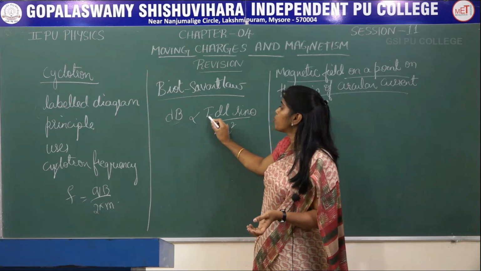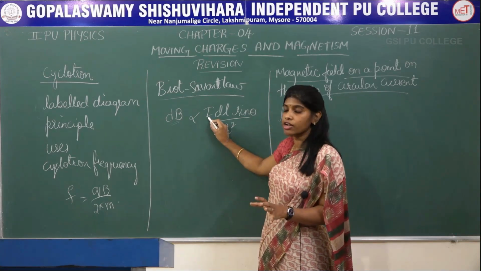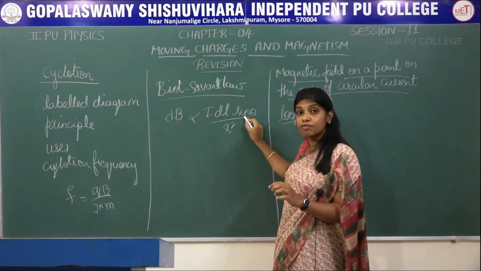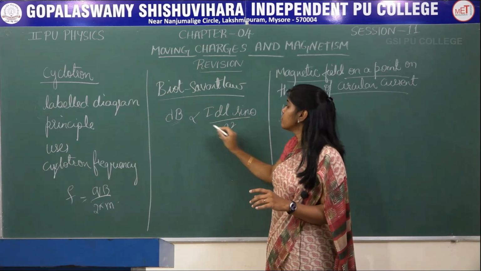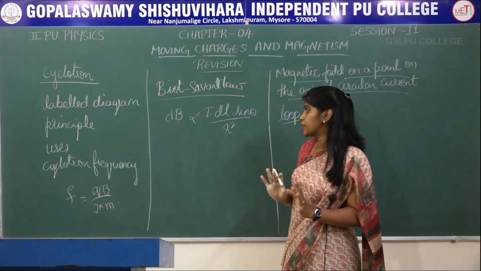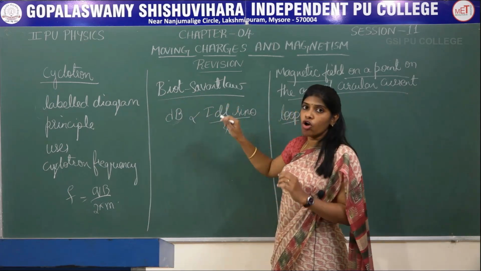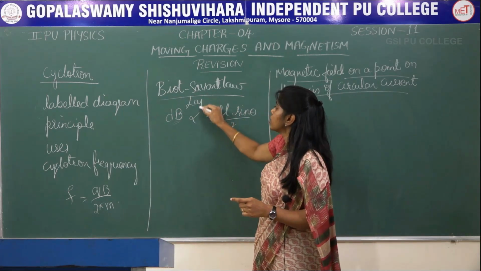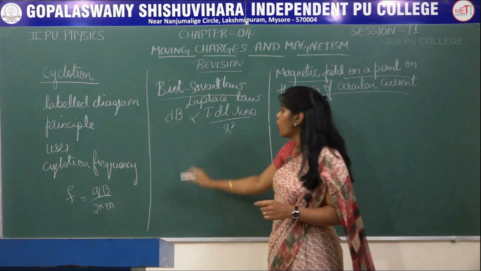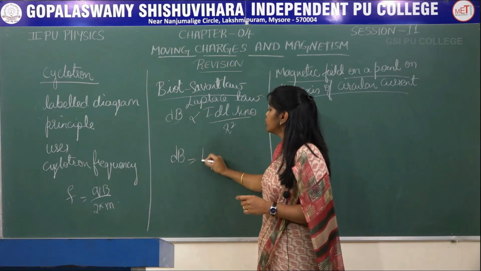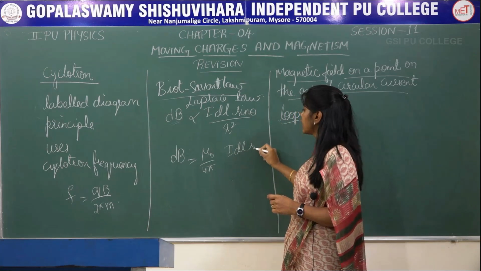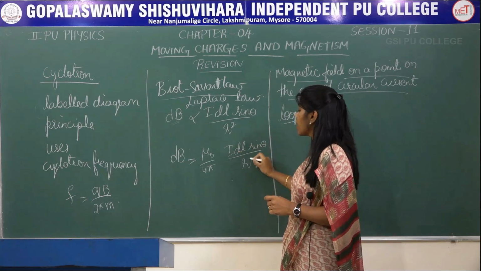P is directly proportional to the current flowing in the current carrying conductor. It is also directly proportional to the length element and also directly proportional to sin theta, and it is inversely proportional to the square of the distance between the point and the current carrying conductor. And this Biot-Savart's law is also called Laplace law. And dB will be equal to mu naught by 4 pi, which is a constant, I dl sin theta by r square.